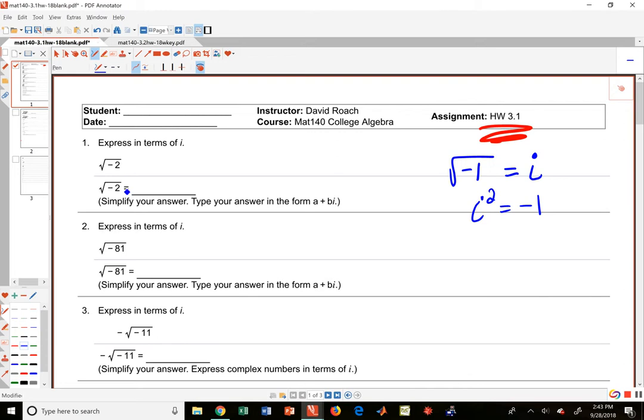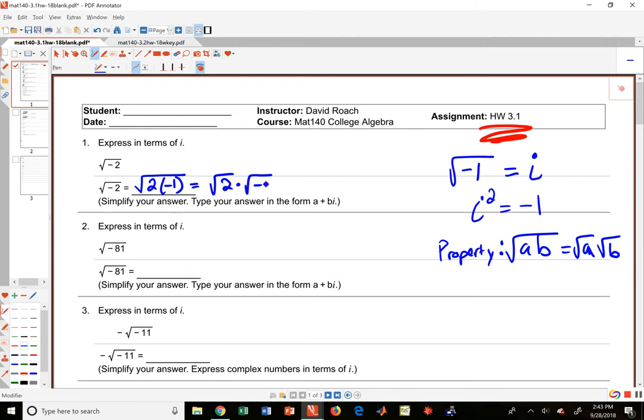So when we say what is the square root of -2, what we do is we use a property. Let me show you the property that we're about to use for radicals. The square root of a times b is the square root of a times the square root of b. So what we're going to do is we're going to separate this into 2 times -1. We're going to write this as the square root of 2 times the square root of -1, which is that imaginary number i. So this number here is the square root of 2 i.